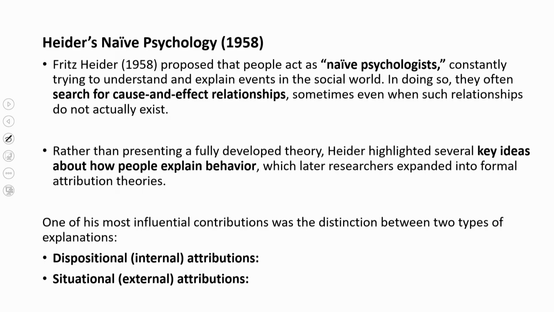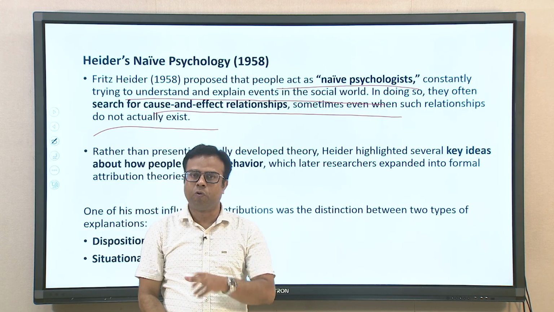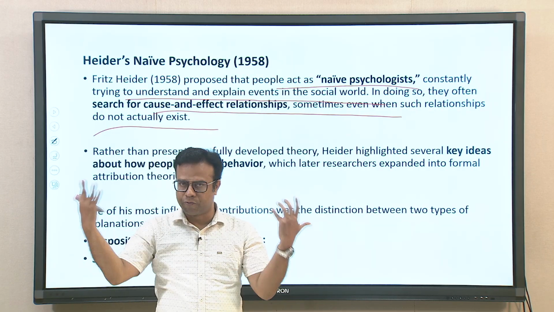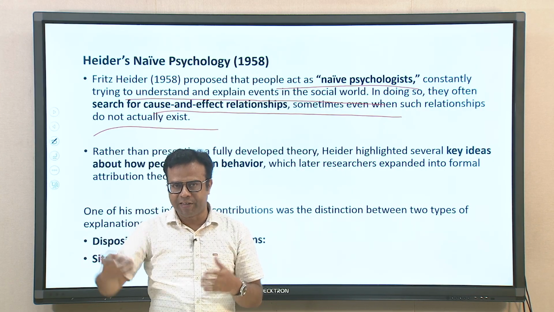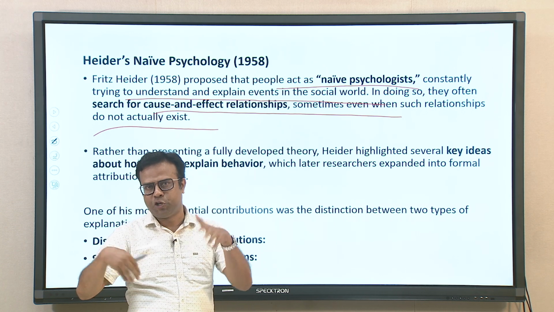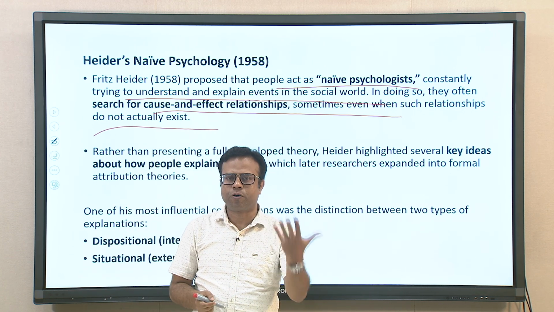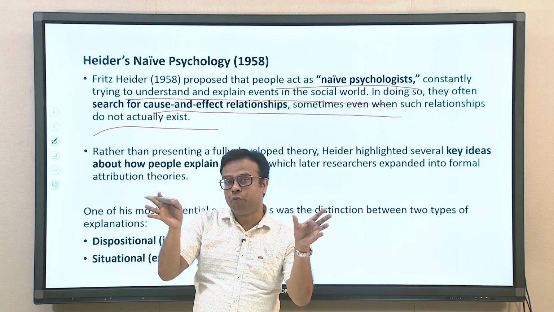Now, there are many theories of attribution. Let us look into some of the major theories, how people try to judge other people's behavior. One of the first theories in this context is Heider's theory. Heider proposed that people act as naive psychologists, constantly trying to understand and explain events in the social world. In doing so, they often search for cause and effect relationships, sometimes even when such relationships do not actually exist. We all the time try to understand cause and effect, and similarly we try to understand the causes of others' behavior: why this person is behaving like this, why another person is behaving in other ways, and so on. We constantly try to make judgments about other people, particularly about the causes behind their behavior. This is basic human psychology. Heider's naive psychology looks into how we do that.